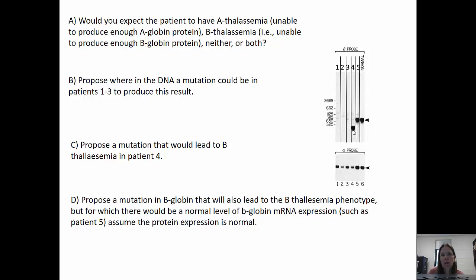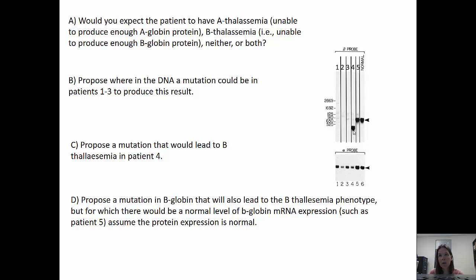Okay. So what type of mutation might lead to the result that we see for patient 5? So patient 5 has normal levels of alpha and beta globin and normal amounts, but they have the disorder. So if they had beta thalassemia, they could have a mutation that's within the coding region, and that could be something like a missense mutation, so that could change one amino acid to a different amino acid. That could affect the protein. It could be a nonsense mutation, so it could lead to a stop codon.